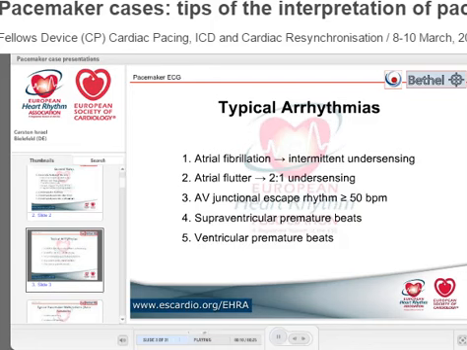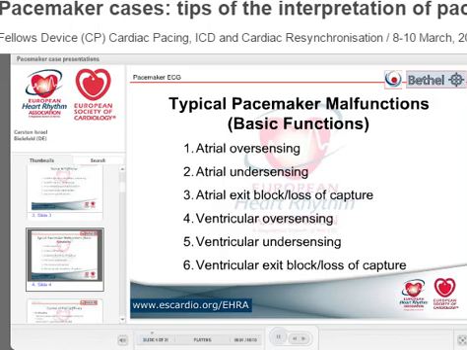Then typical pacemaker malfunctions are only 3 for each lead: undersensing, oversensing, exit block, or loss of capture for the atrium, for the ventricle, and if you have it, for the left ventricle. And then typical malfunctions, again, can be seen. We've had this enough. I think I can skip it.